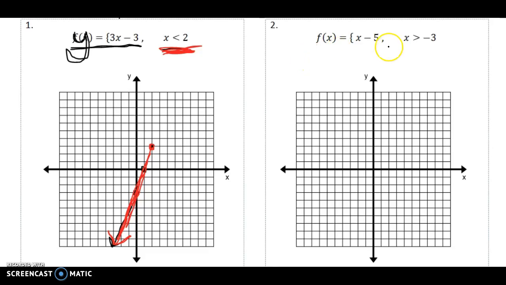All right, we'll look at number 2. Again, I know it's a piecewise because I have my regular equation and then I have my domain. So I'll start with graphing that function. It looks like I have a y-intercept of -5. So on my y-axis, I will go down 1, 2, 3, 4, 5 and put a dot.